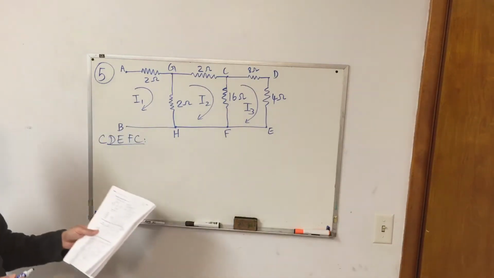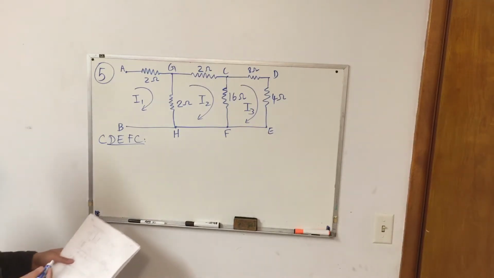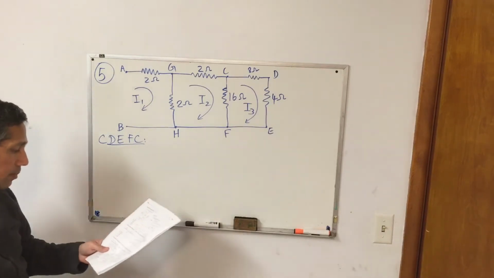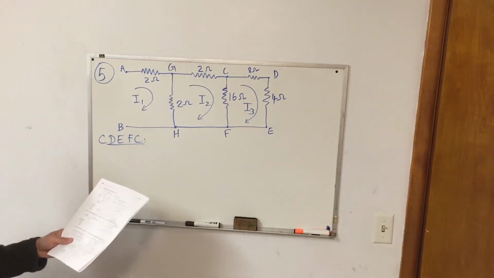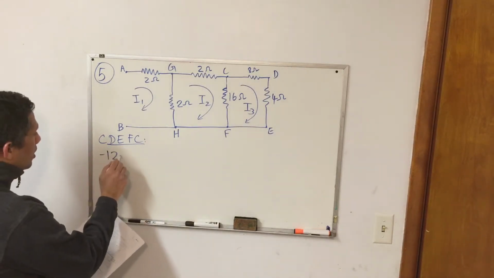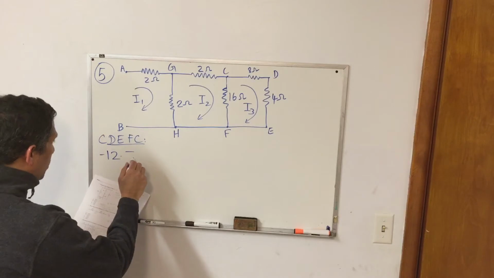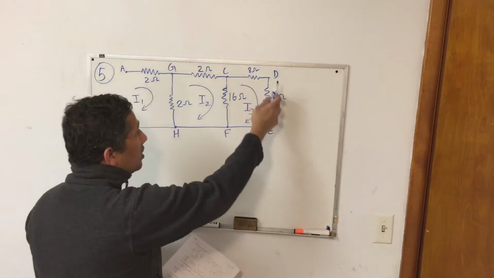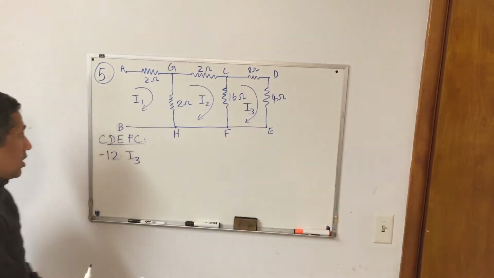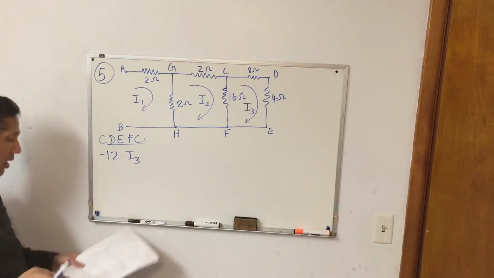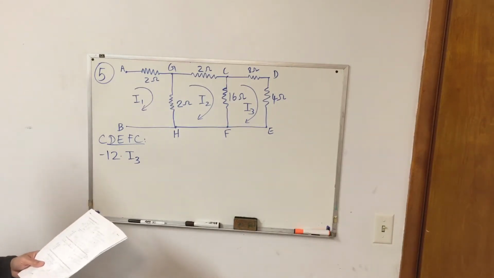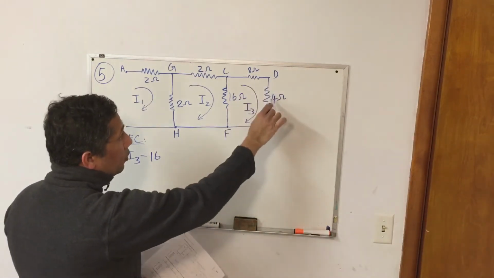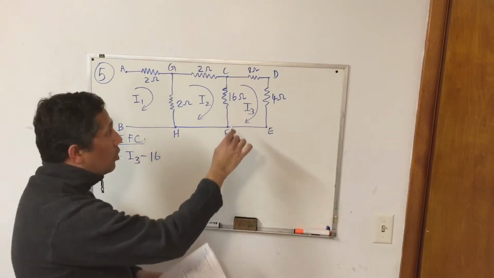Let's do that. So what do I have? Going from C, D, E, F, C, I'm going through the 8 ohm resistor, and I know that the current through the 8 ohm resistor is I3 in this case. So I have minus 12 times I3. Actually, I combined this: I have an 8 and a 4 together, they make a 12, so I just considered this as a 12. So minus 12 times I3, minus 16, because I go through the 8, I go through the 4, and then the next thing I come across is the 16 ohm resistor.